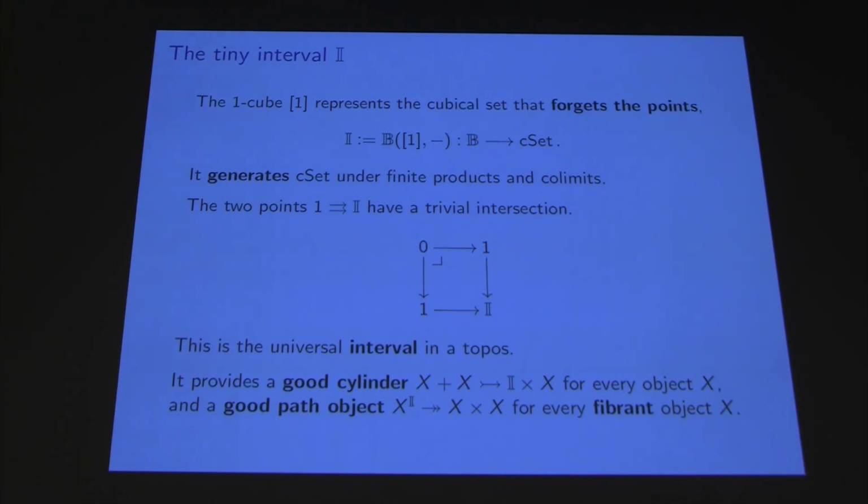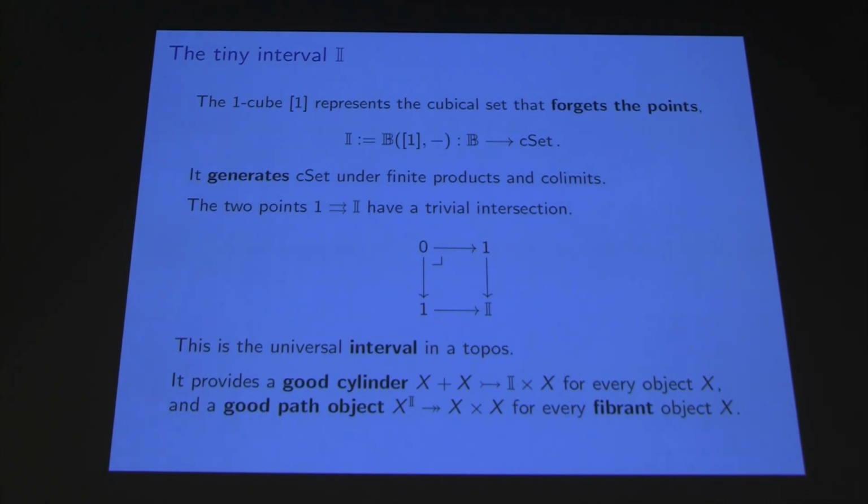It has 2 points, of course, the representable points, but it has a special property that those 2 points have a trivial intersection. And in fact, I'm going to call such an object an interval, a bipointed object such that the 2 points have a trivial intersection. And this category of cubical sets is the classifying topos for such interval objects. You can show that without great difficulty. It has a little bit of topology in there.